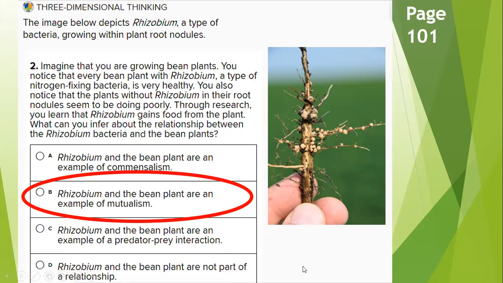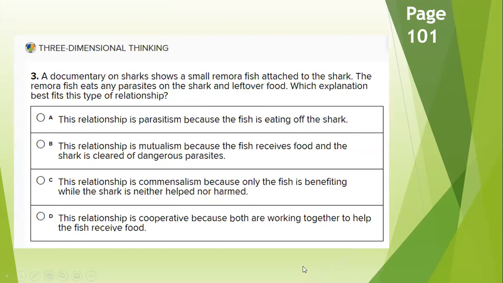Now let's go to the next question. Question number 3. A documentary on shark shows that a small remora fish is attached to the shark. The remora fish eats any parasites on the shark and leftover food. Which explanation best fits this type of relationship? Now, before, when I was talking about this example, I said that the remora fish is attached to the shark and it is getting food. That's it. But now what I'm saying is it is removing or eating parasites from the shark's body.